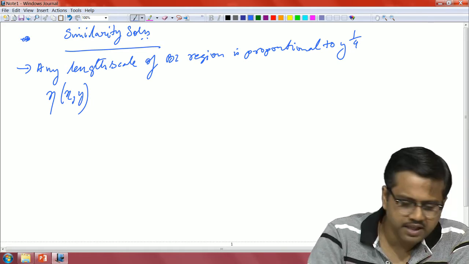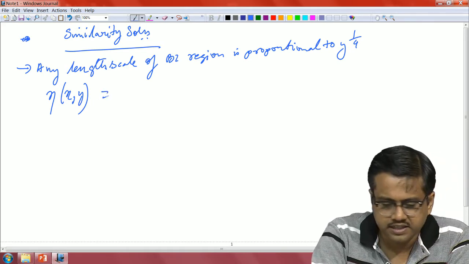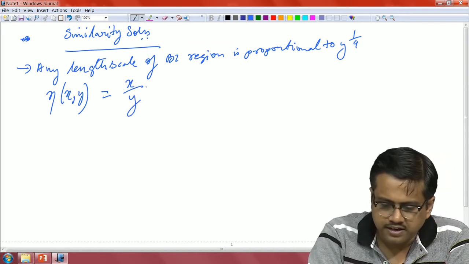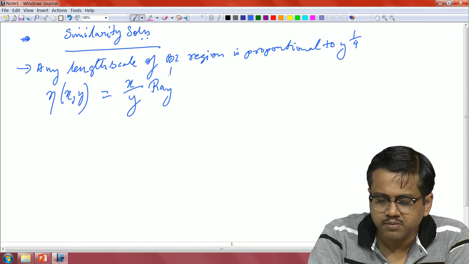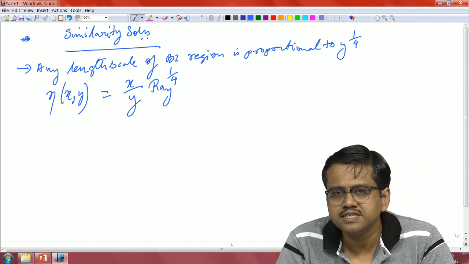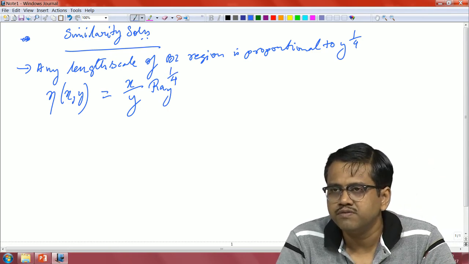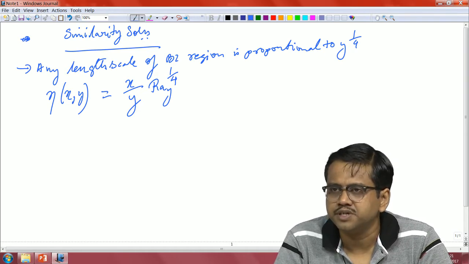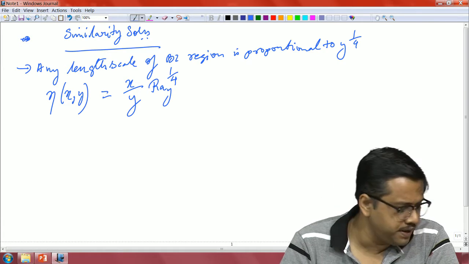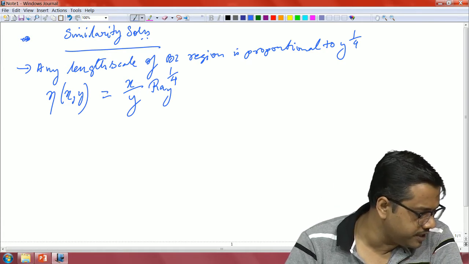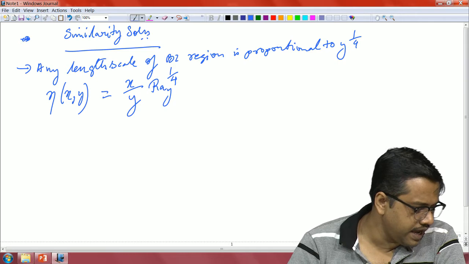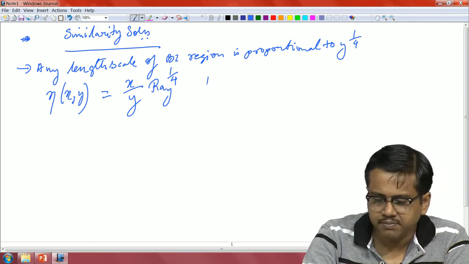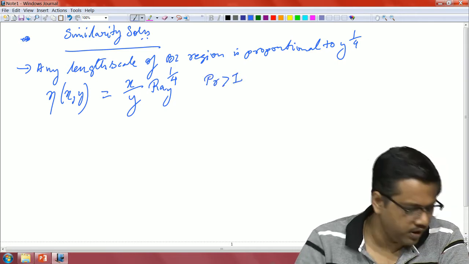Okay. So, the similarity variable, this particular similarity variable can be written as x by y into Rayleigh number to the power of 1/4. This is very similar and intuitive if you have done your forced flat plate boundary layer expression. It is very similar in spirit to what we have done over here. And let us say Prandtl number is greater than 1.